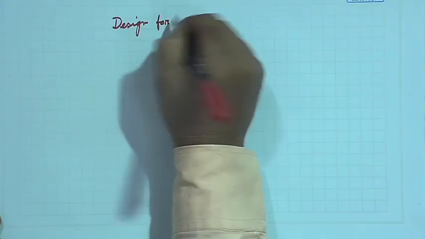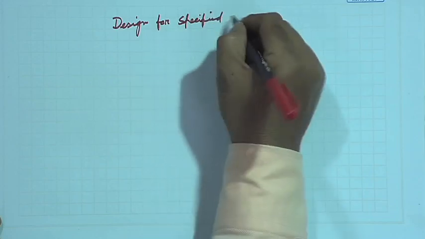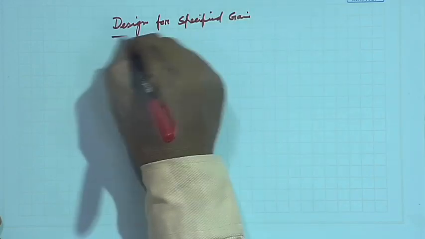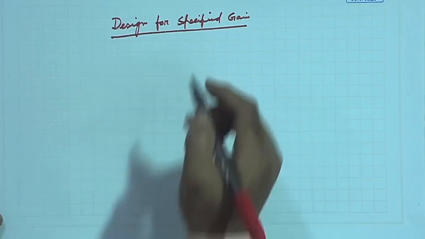Sometimes we do not need narrow band, and sometimes that much gain may not be needed. So, it is better to have a procedure for specified gain. So, design for specified gain. Let us have a procedure for this.